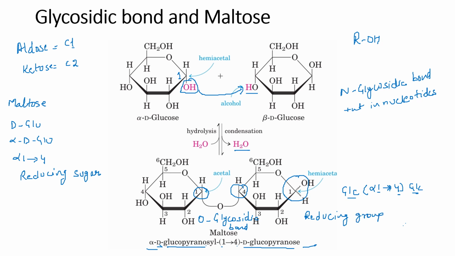So that's why this group is potentially free, and it can reduce the cupric ion or the ferric ion present in the solution. That's how it acts as a reducing sugar. And this maltose is present in seeds and the germinating cereals.